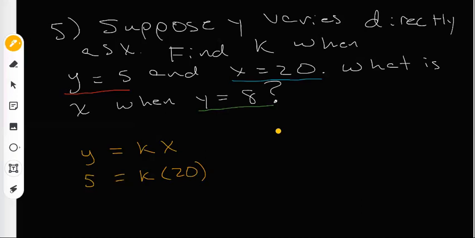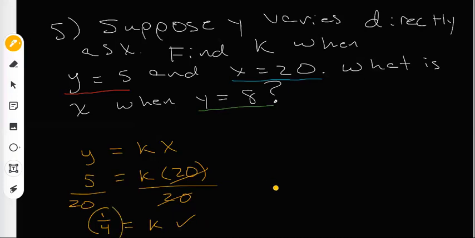And then I can get k by itself. So to get k by itself, I need to divide by 20 on both sides. So then I get k equals 5 divided by 20. If you put that in your calculator, you're going to get 0.25 or 1/4. So that's k.